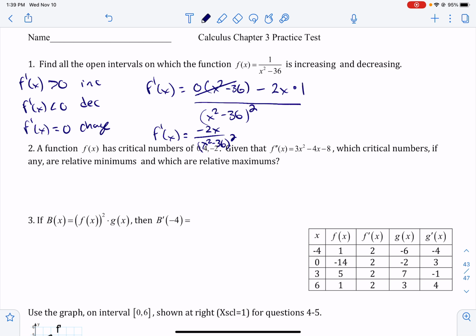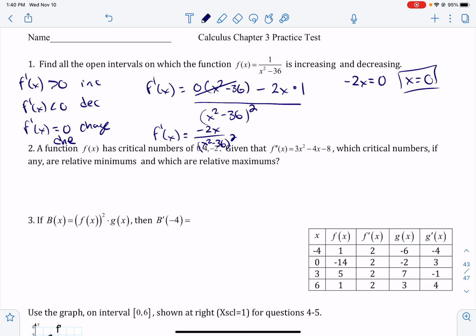So it's not too messy of a derivative, but I am interested in where it equals 0, and I should have also put where it doesn't exist or is undefined, because at those x values, I could also get a change from increase to decrease. So let's check that. Let's find what makes my derivative equal 0. Well, the bottom can't equal 0, so let's let the top equal 0, and that's going to happen when x is 0. So that's one of my important critical values.